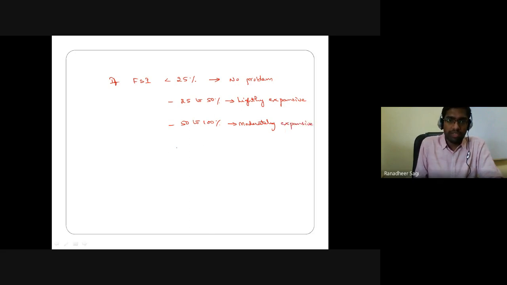And in case the free swell index value of that particular soil is greater than 100%, we say that particular soil to be highly expansive. So that's how we are going to determine the condition of that particular soil depending on the parameter called the free swell index.